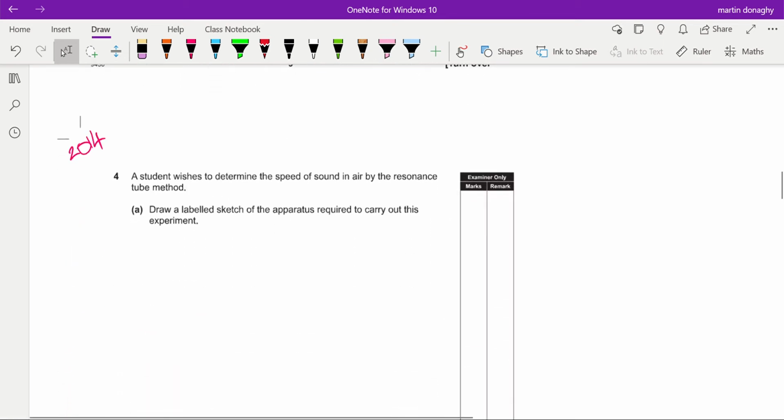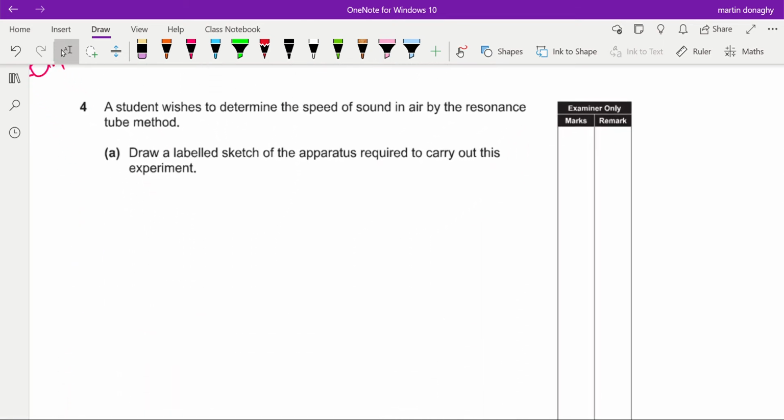Okay, let's look at the 2014 question, which is asking for a description of an experiment. You tend to get one of these when you sit your exams. So we need an experiment to determine the speed of sound in air by the resonance tube method.